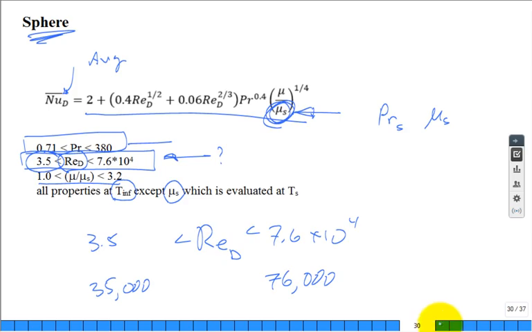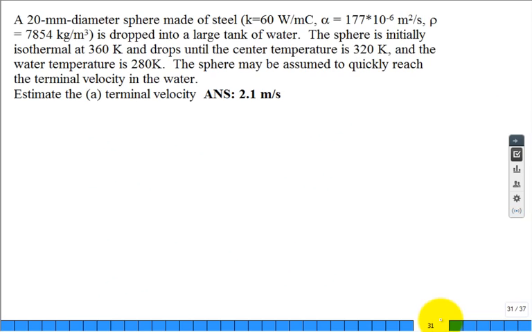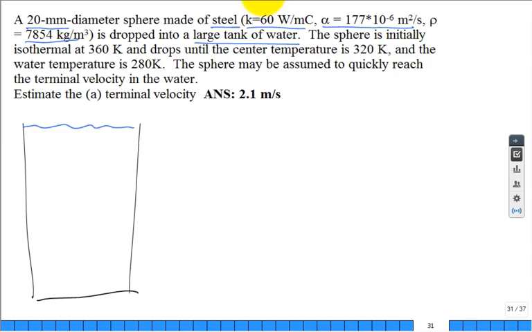You ready to solve a problem? So we have a large, 20 millimeter diameter sphere made of steel. There's a property, conductivity, thermal diffusivity, and the mass density of steel. It's dropped into a large tank of water. So here's our tank. It's filled with water, and we take this and we drop it in, and it starts to fall. The sphere is initially at 360 Kelvin. And the temperature of the water is 280 Kelvin, and we're interested in the time it takes for the center of the temperature to get to 320. So maybe it falls down here, and then the center is at 320 Kelvin.